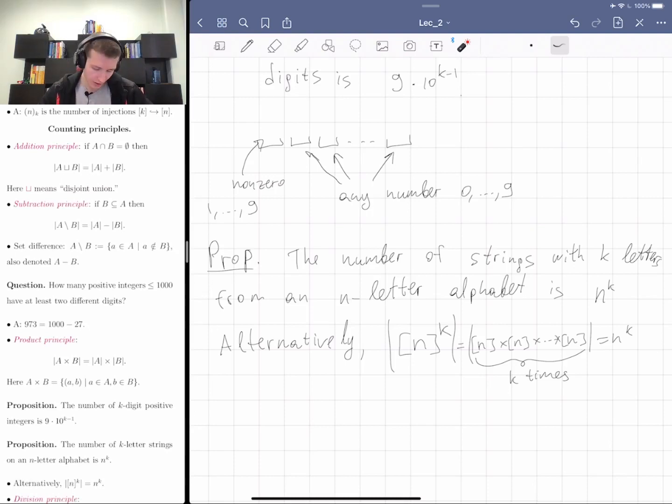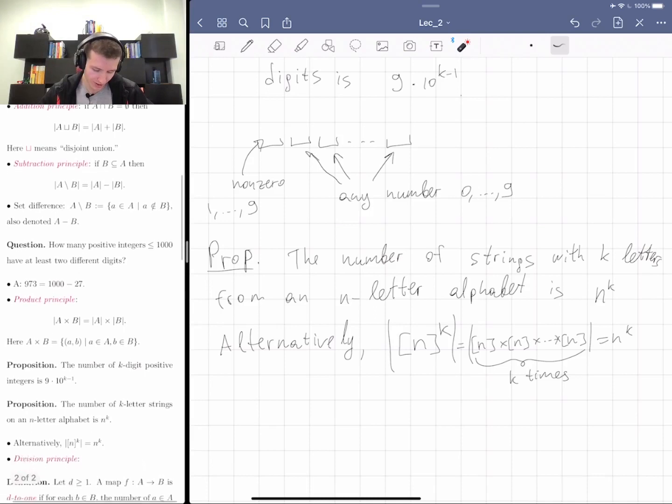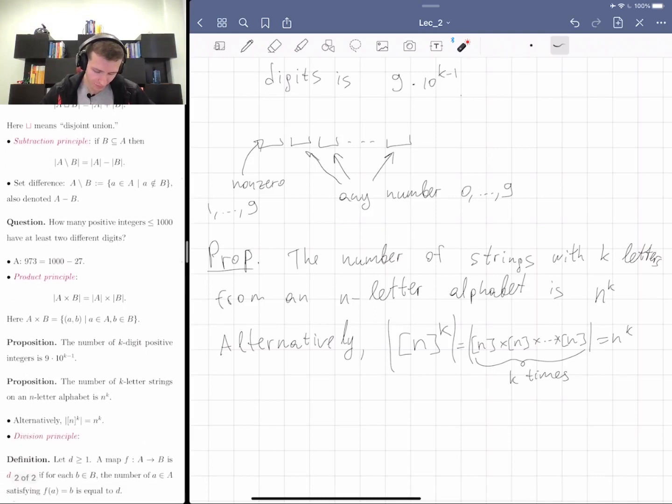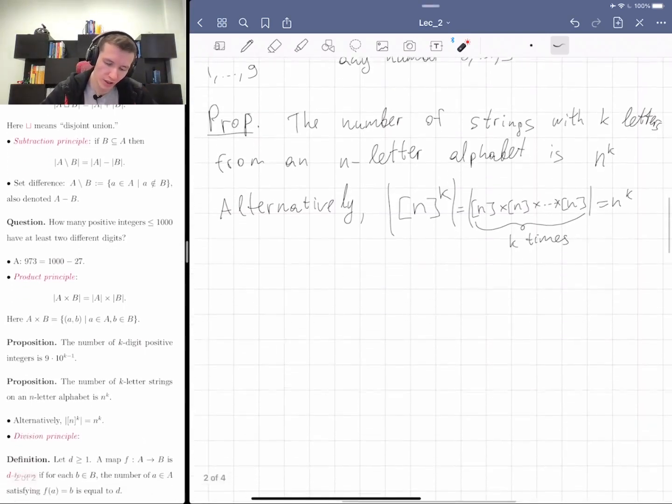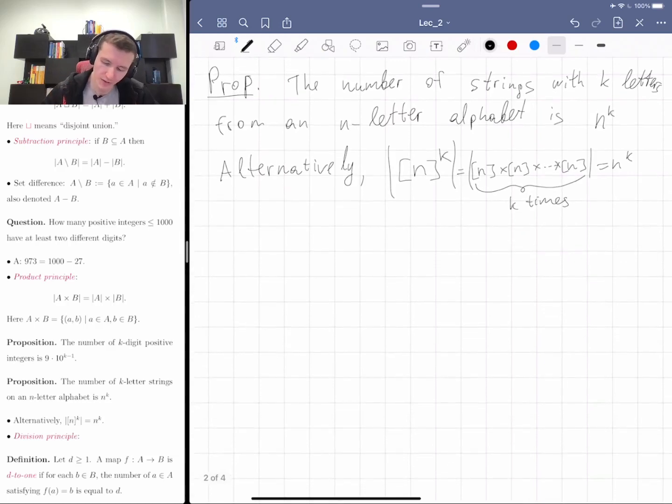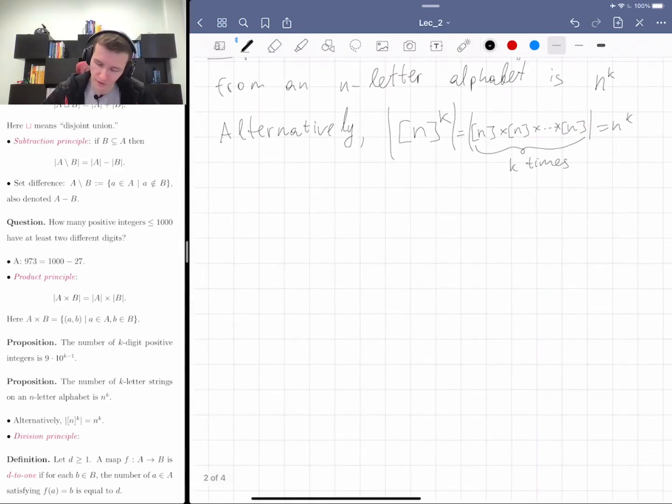All right. So finally, the division principle, which is something we're going to use. Actually, this one is very tricky to use. If you use it wisely, it's very powerful. So the division principle tells you the following thing.